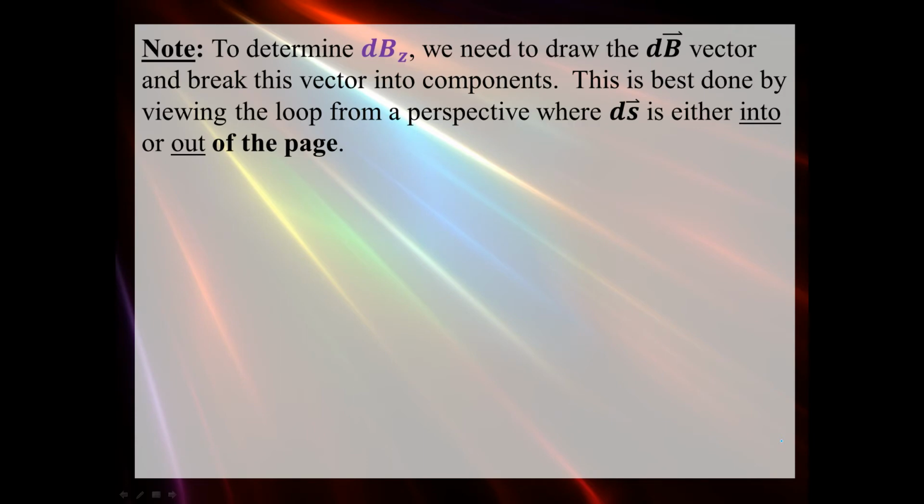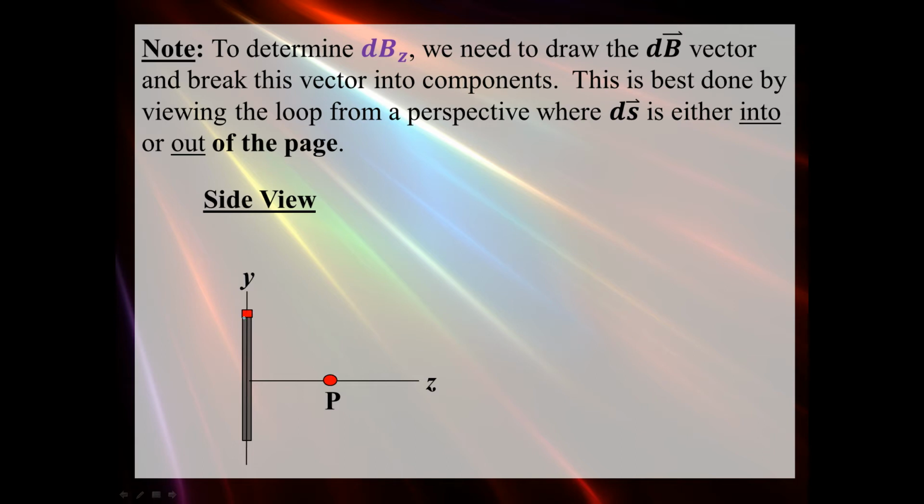So to try to figure out what dBz is, again, this is really tough to visualize in 3 dimensions. So what I've said here is we want to view it in a very specific orientation. We're going to view this loop from the perspective where ds is either into the page or out of the page. So we'll look at this from the perspective of a side view of the loop. From the side view, we just don't see the x-axis. The x-axis would be coming out of the page and going into the page. So my loop would then be on the left-hand side, and then I'd have point P towards the right.